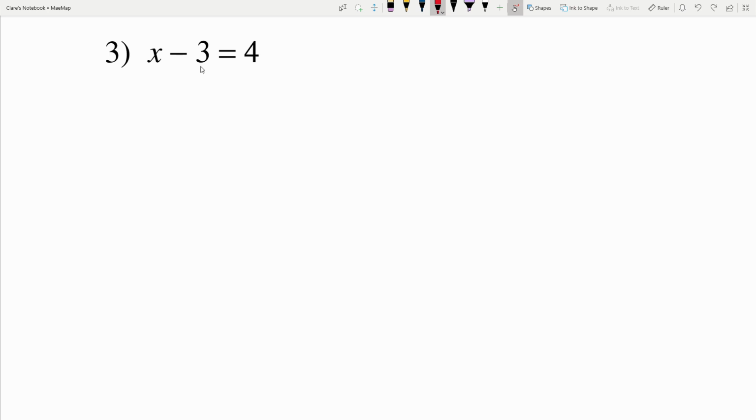Well, what minus 3 equals 4? That's going to be 7. We all know that 7 minus 3 equals 4. So 7 is going to be our answer in number 3. But let's go ahead and solve by manipulating the equation. Because I have x minus 3 and I want to isolate the x, also known as getting that variable all by itself, I need to cancel out this 3. And because the 3 is subtracted, I'm going to need to add a 3 to cancel it out.